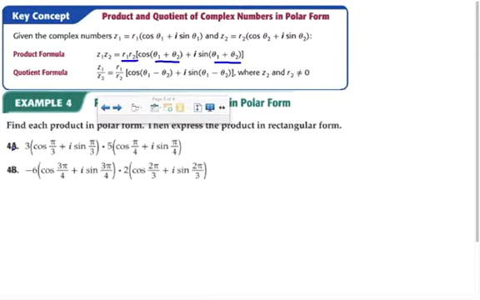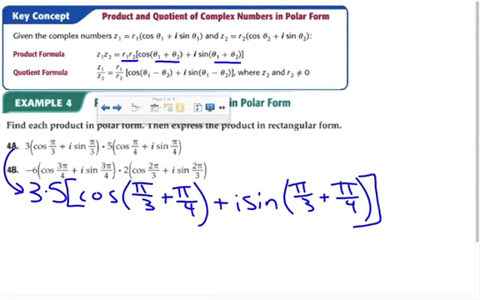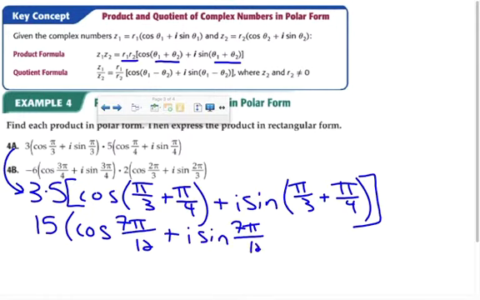So in part A, I have 3 times 5 times the cosine of pi over 3 plus pi over 4 plus i times the sine of pi over 3 plus pi over 4. 3 times 5 is 15 times the cosine of 7 pi over 12 plus i times the sine of 7 pi over 12. So this is our product.